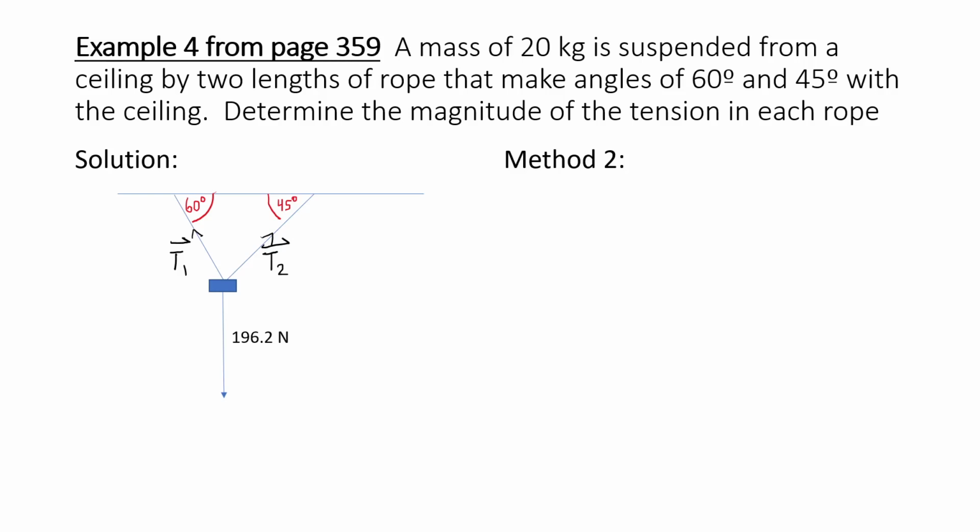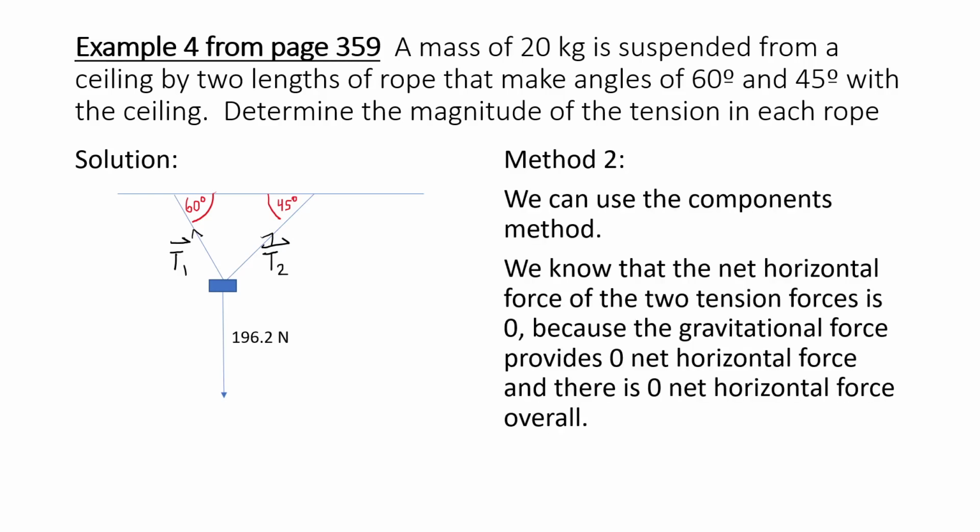Method 2 is if we break it up into components. So we'll use that component method. We know the net horizontal force of the two tensions has to be 0 because there's no horizontal movement. See, the gravitational force is a pure vertical force. So that means that we know for sure it's not providing any horizontal movement. Well, since the package itself has no horizontal movement, we know that these two forces that create the only possible horizontal movement must be canceling each other out in a horizontal fashion. So that's what that paragraph says there.